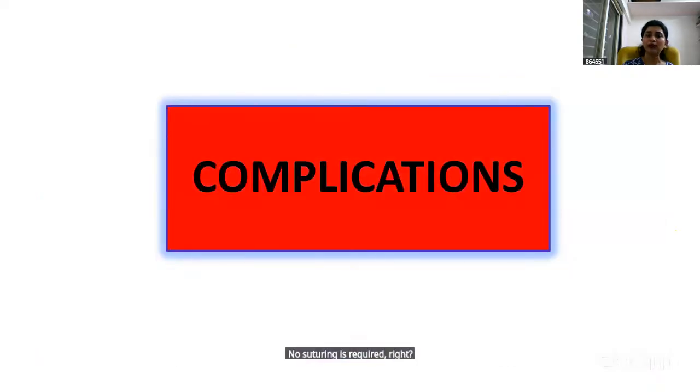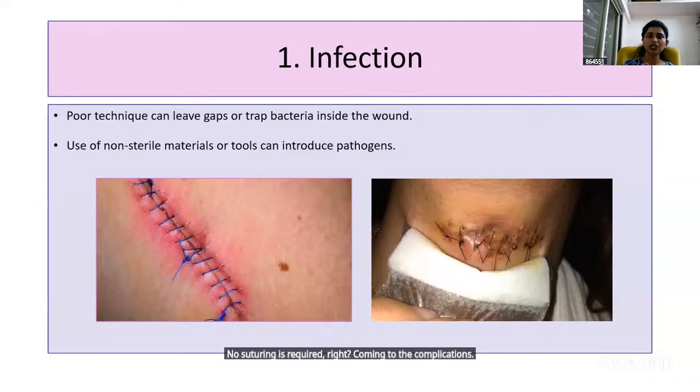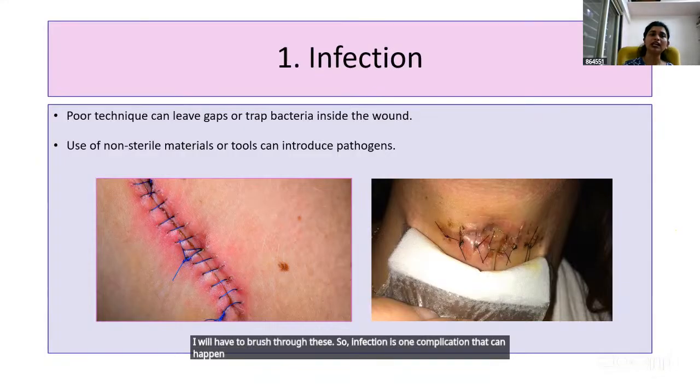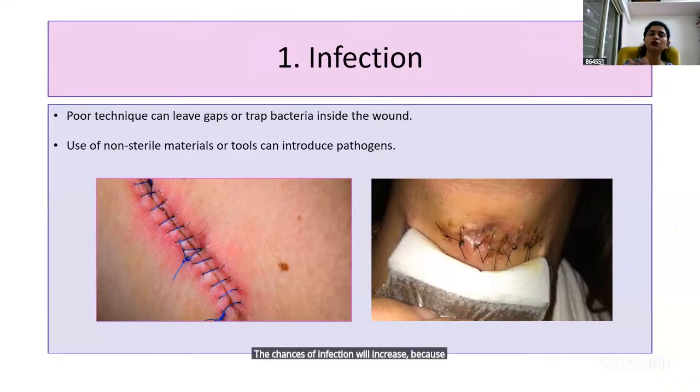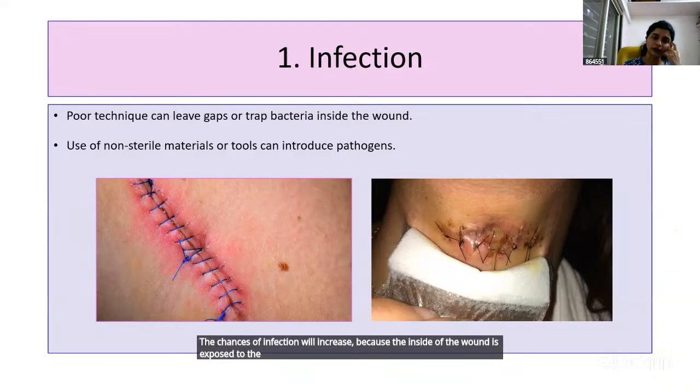Coming to the complications, I will have to brush through these. Infection is one complication that can happen if a particular area is sutured. Poor technique can leave gaps, especially if you don't suture it nicely. The chances of infection will increase because the inside of the wound is exposed to the outside environment, right?